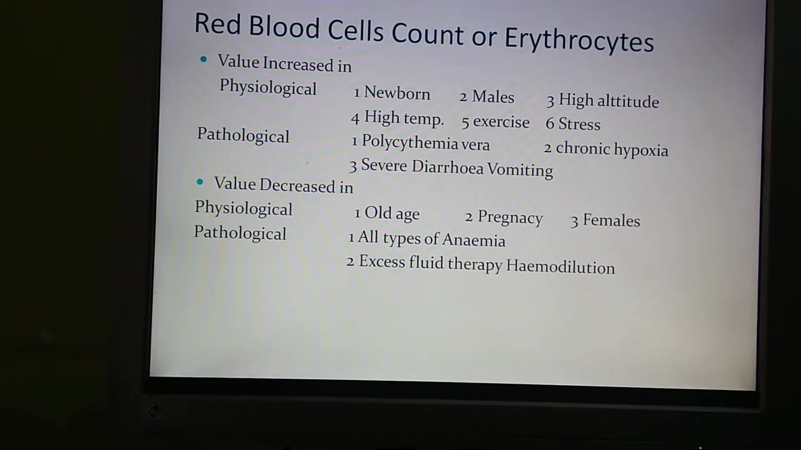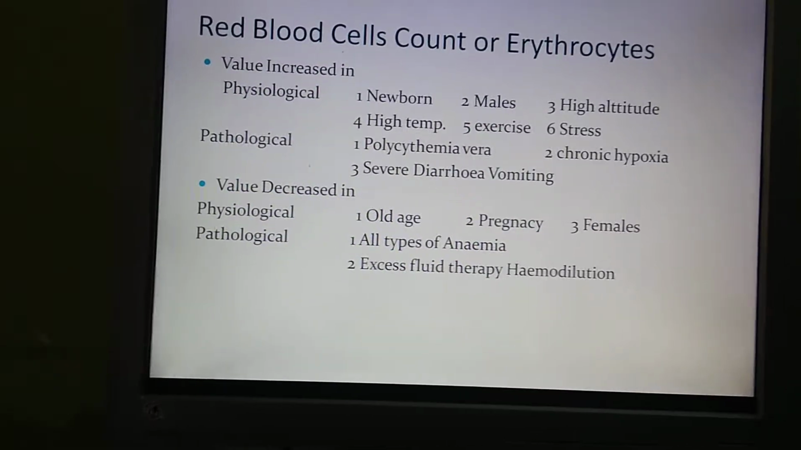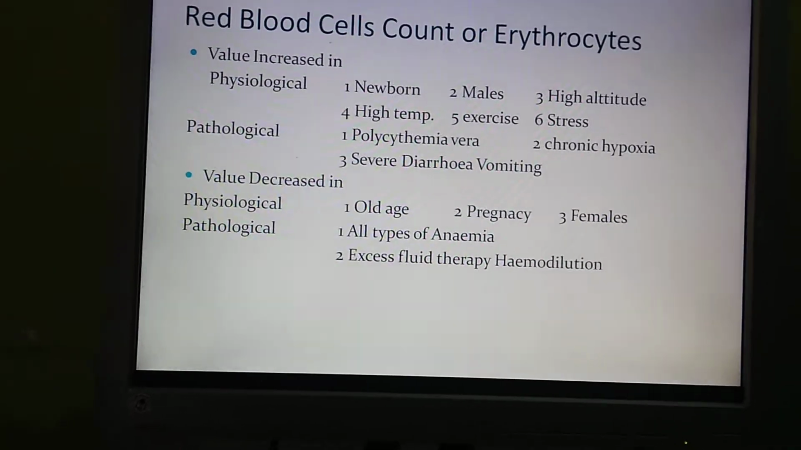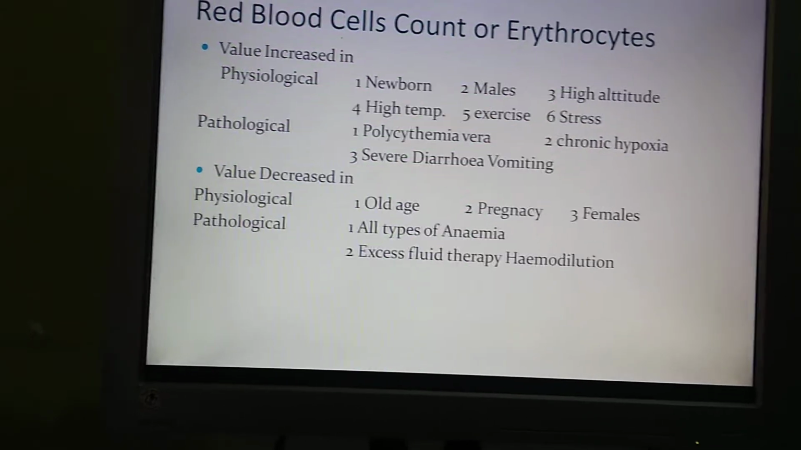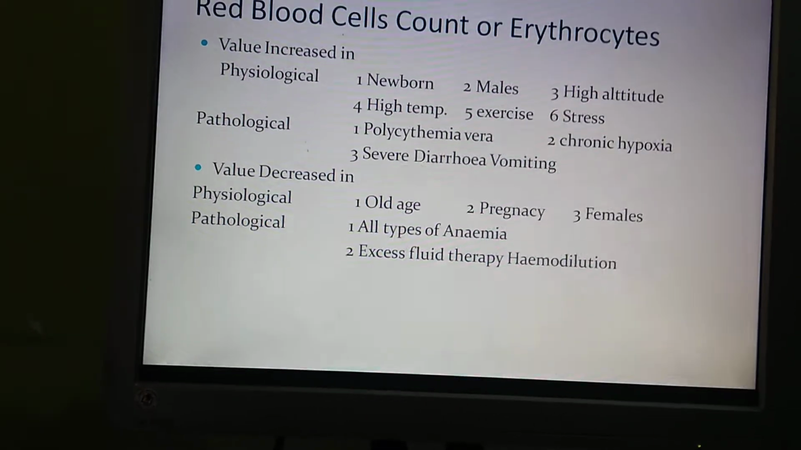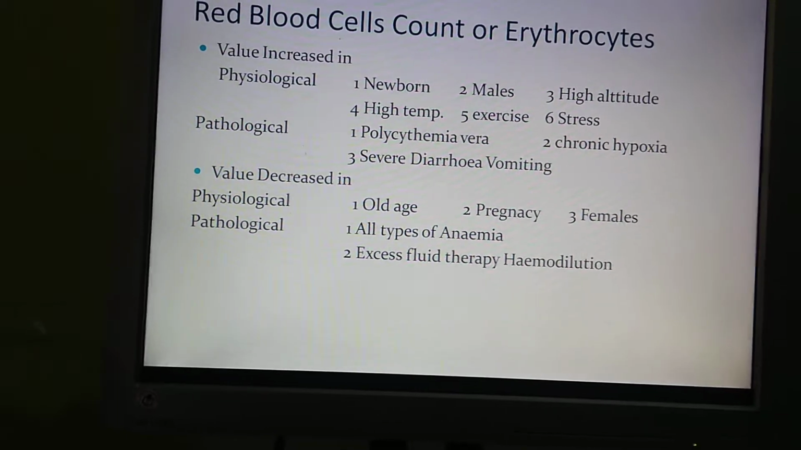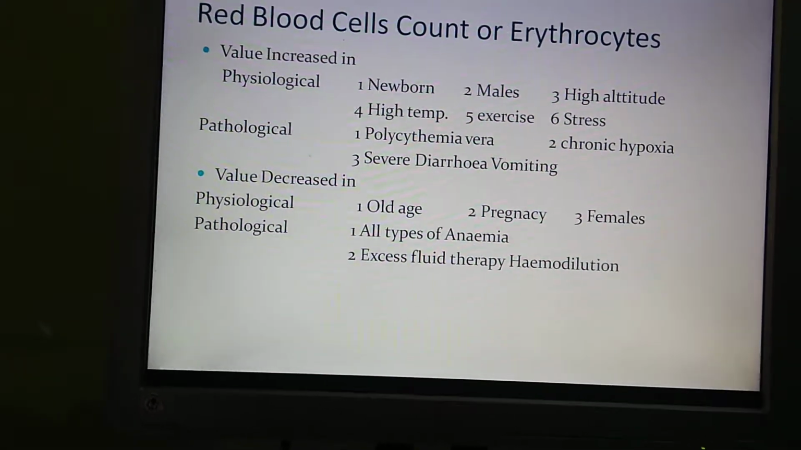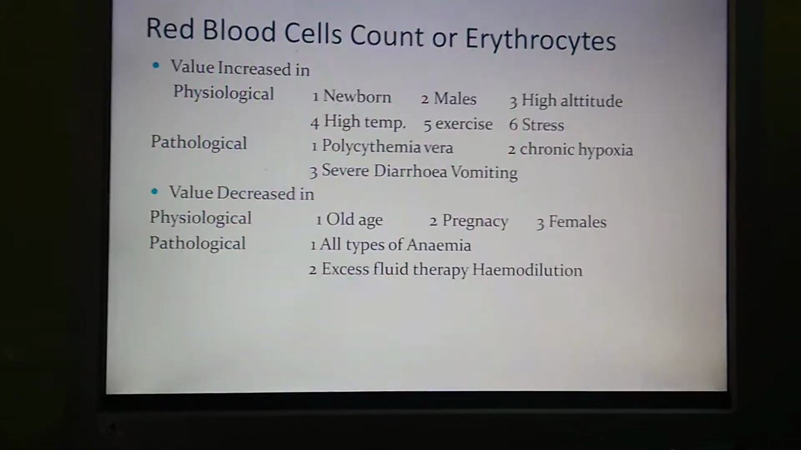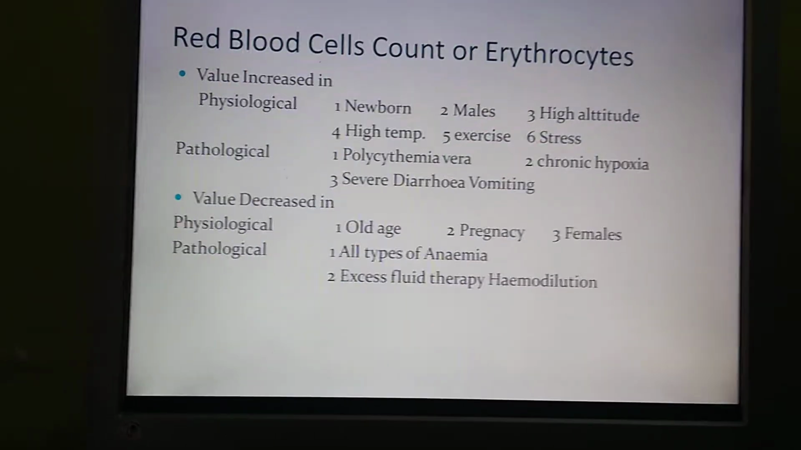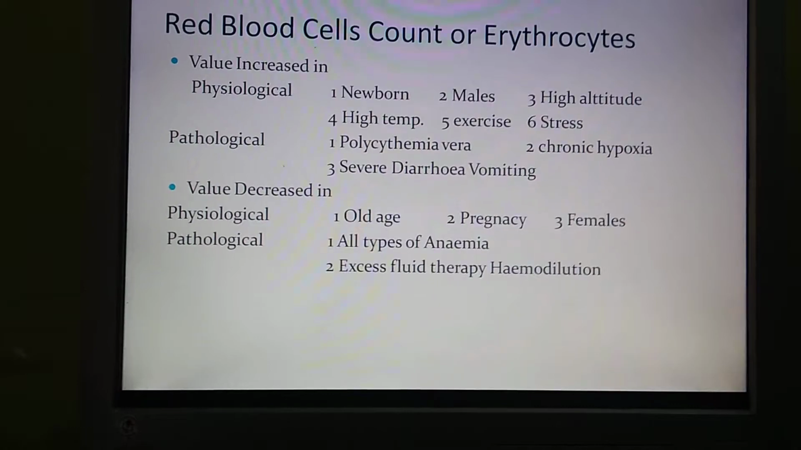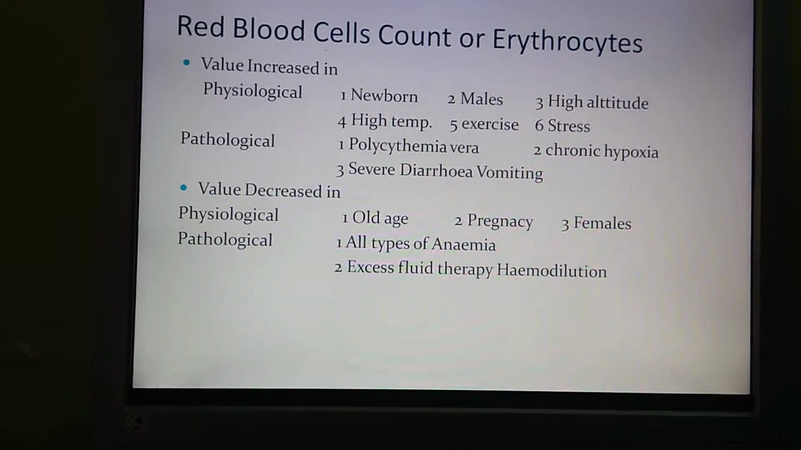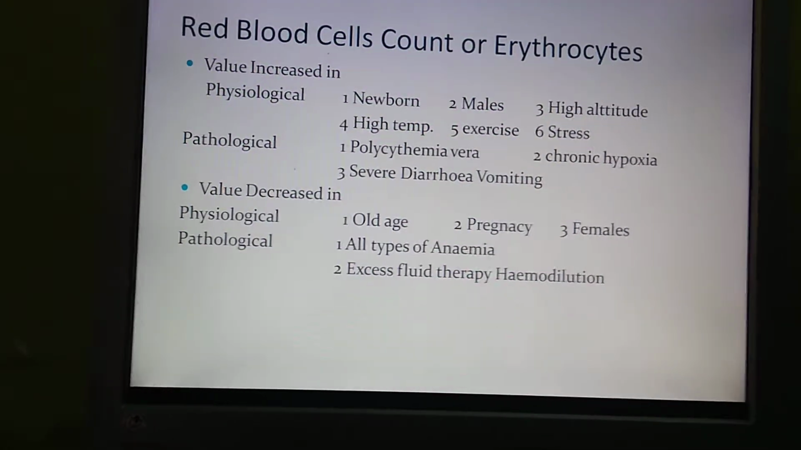Pathologically, if the RBC count is more than normal, your conclusion may be polycythemia vera, chronic hypoxia, severe diarrhea or vomiting. These values decrease physiologically in old age, pregnancy, or in females it is comparatively less. Pathologically, in all types of anemia, excessive fluid therapy, hemodilution, the RBC count decreases.